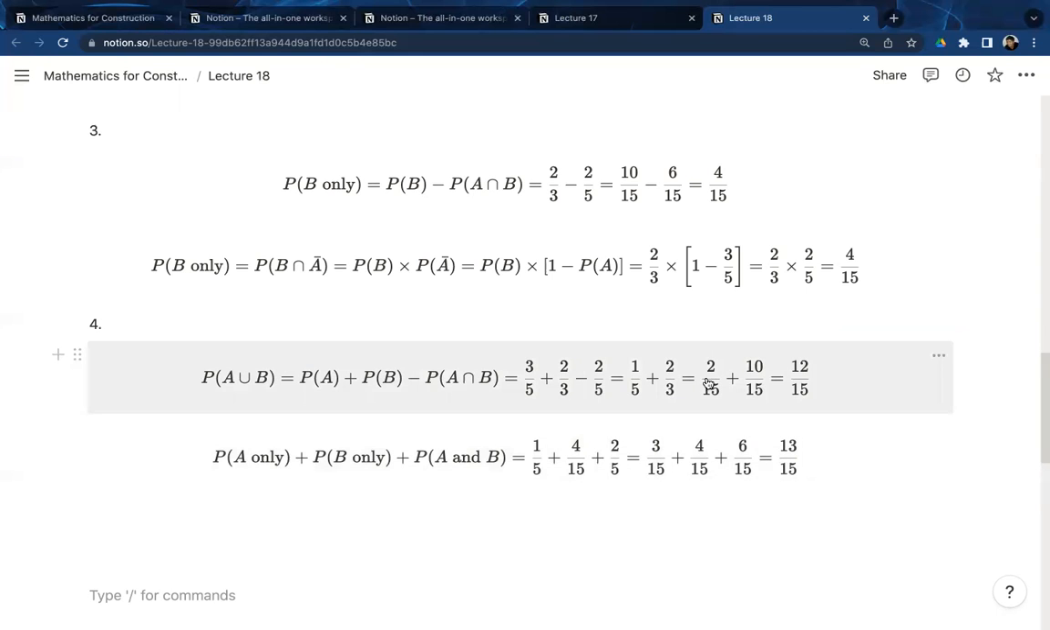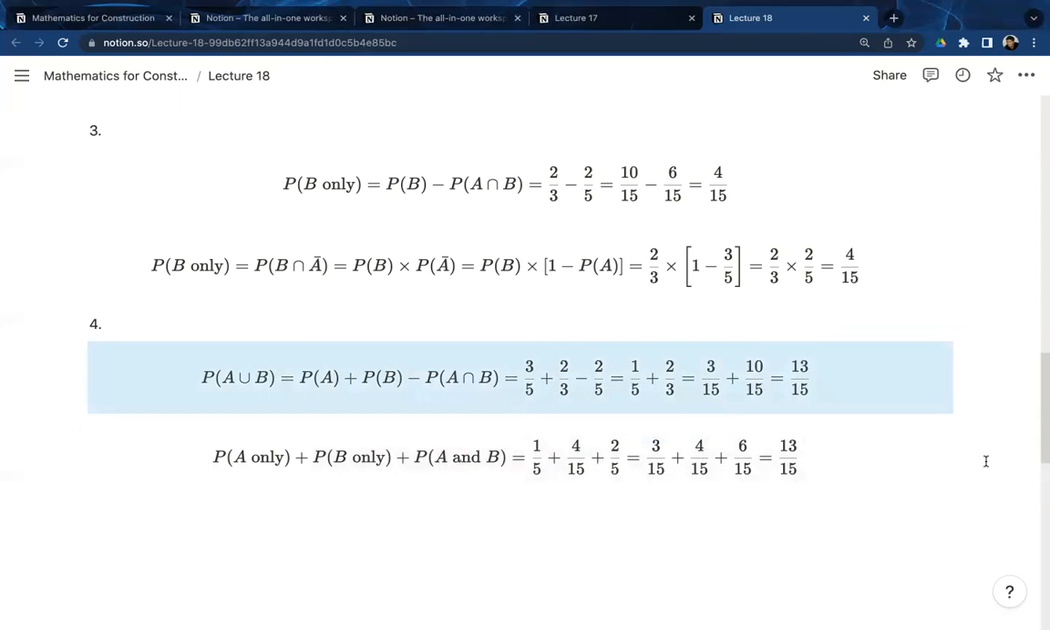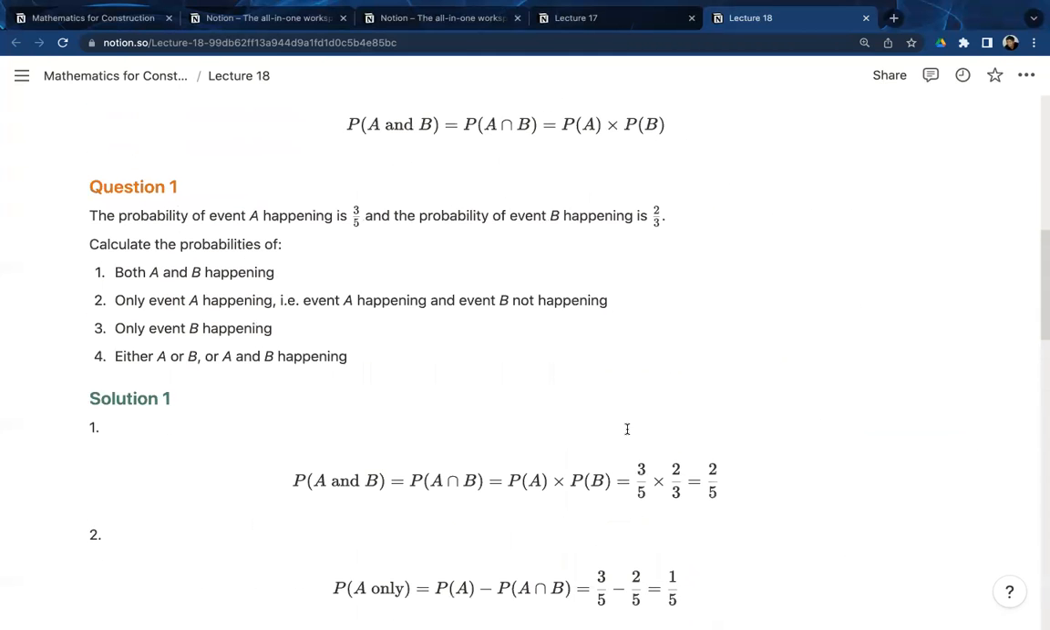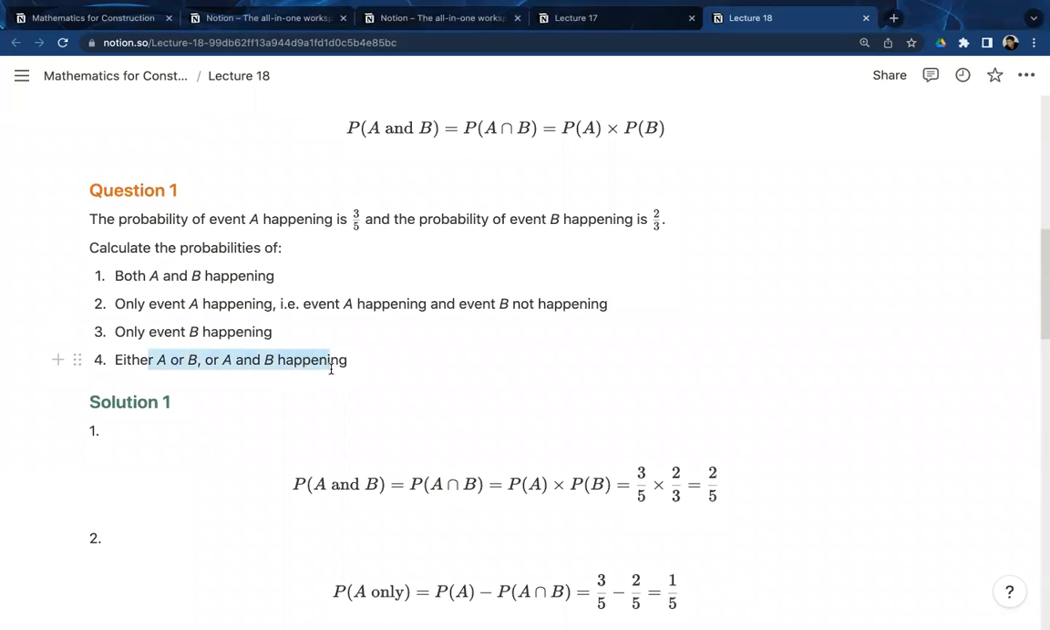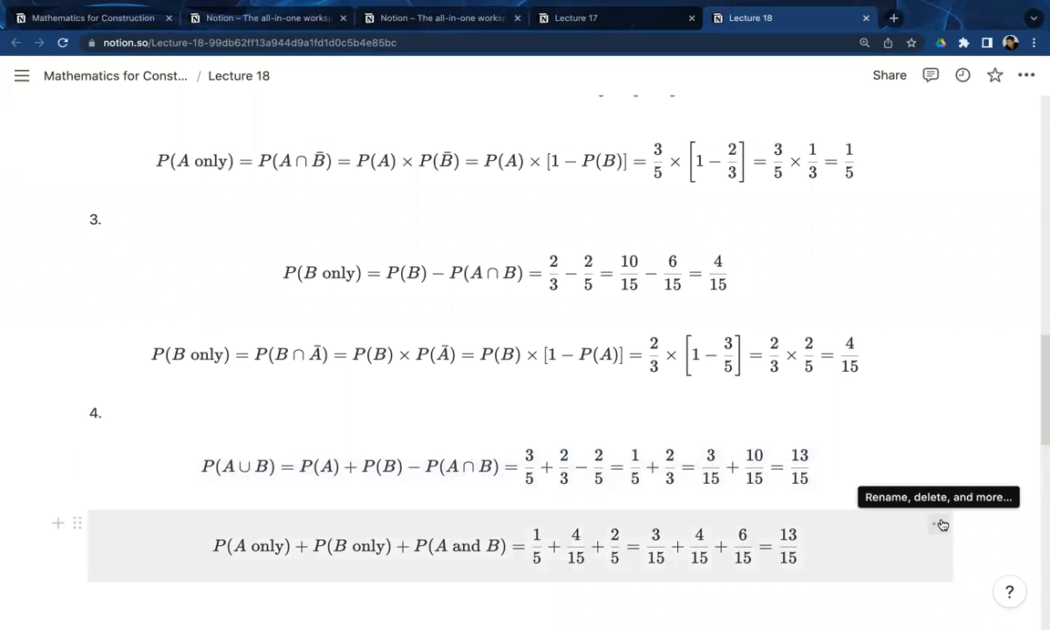I think I made a mistake here. This is supposed to be 3 over 15, right? So it's 13. So it works out to be the same thing, right? So it's correct, right? The way they stated it here is very weird, but it doesn't matter if you do it both ways because you're adding up the pieces.